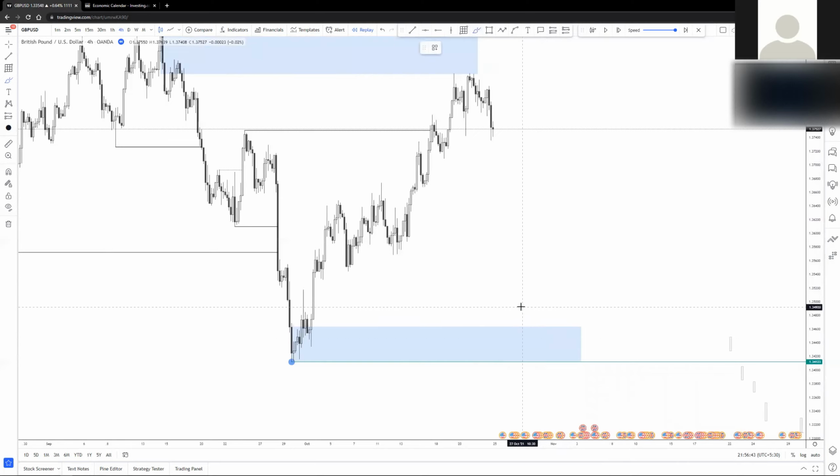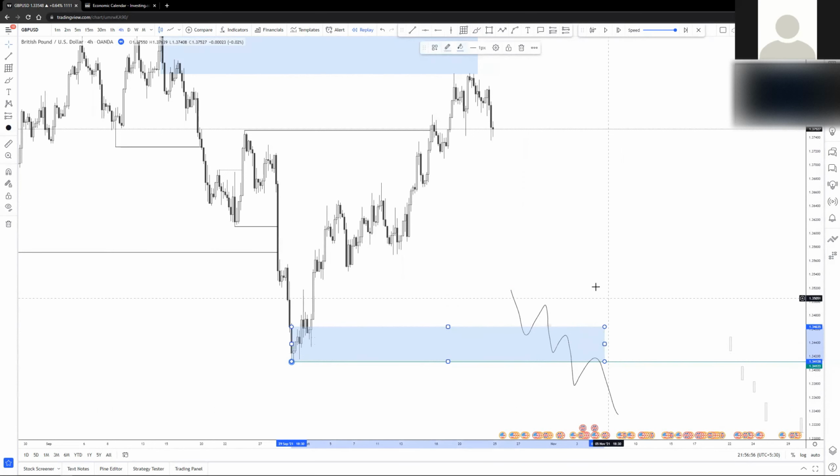Because once it gets here, this is what you want to see: a strong low getting formed, because if price did not give you that, you'll just go straight through it. All you have to do is delete it. That's not going to cost you anything. So have these areas marked out. This is just an area of interest.